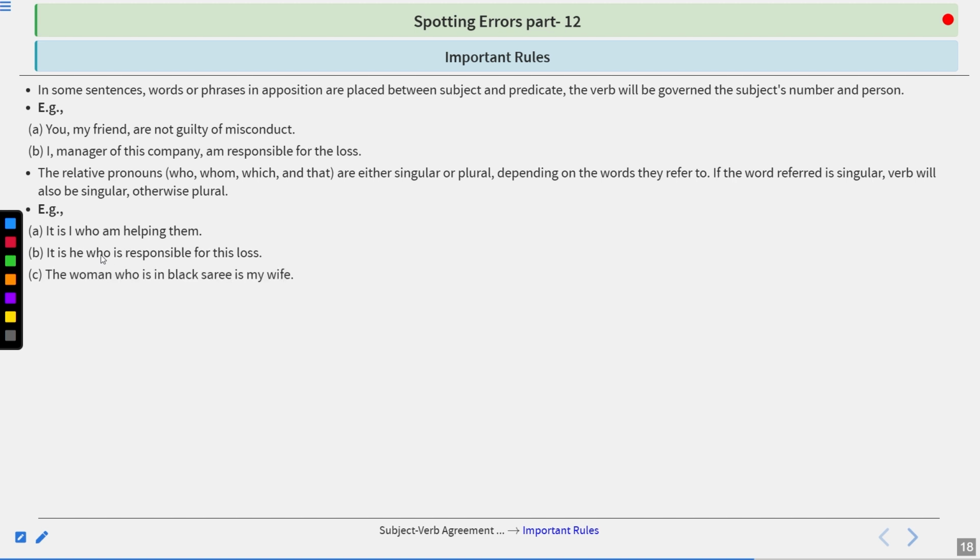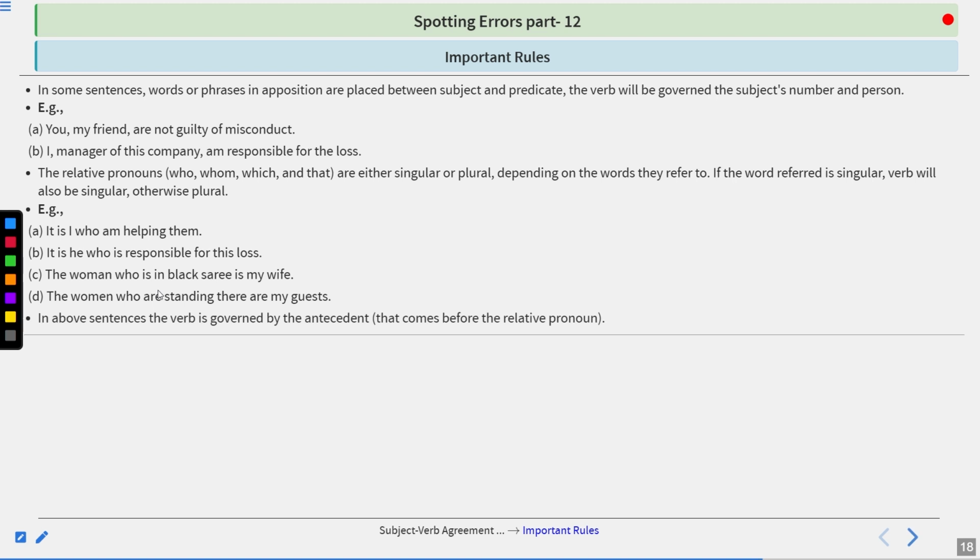The woman who is in black sari is my wife. Again, who is referring to woman. That's why we have used is here. The women who are standing there are my guests. So again, who is referring to women, more than one or more than two. That's why we have used are here, because women is plural. In the above sentences, the verb is governed by the antecedent that comes before the relative pronoun. I hope you understood.